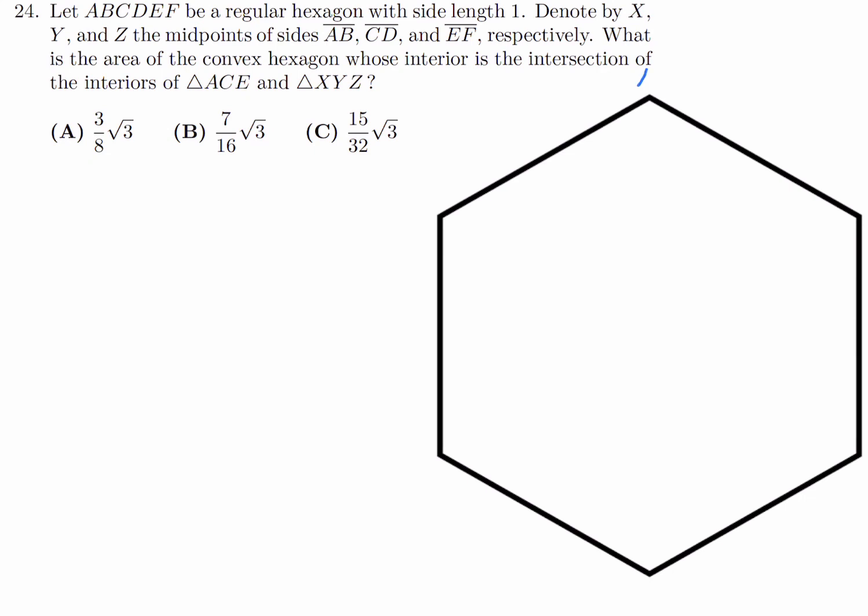Here we have our hexagon. Let's label it now. A, B, C, D, E, F. And then we have some midpoints here. X, Y, and Z. So here's X approximately, and then Y would be here, and Z is the midpoint of EF, so approximately here. And then now we have to draw in our triangles. So the first one is ACE. So ACE is this triangle right here.